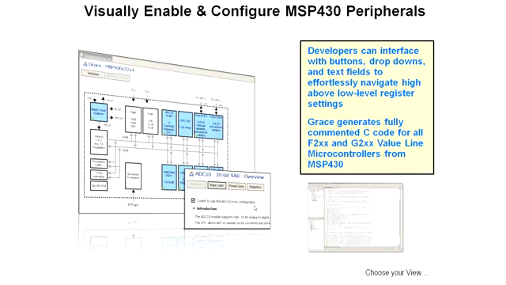You must configure the basic clock system, so some basic configuration has been done. You can see here that the ADC10 has been clicked on, and the first thing it asks you is whether or not you want to use the ADC10 in your configuration. If you check that, you then get the basic, power user, and registers buttons to click on. So you can interface to this tool with buttons, drop downs, and text fields to navigate high above the low-level register stuff that we've had to deal with before. And like I said, it generates fully commented C code for all F2XX and G2XX value line microcontrollers.